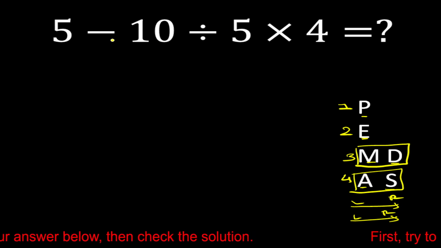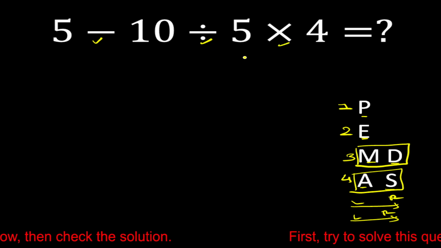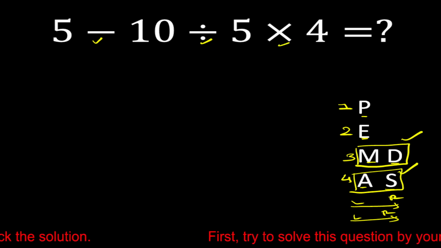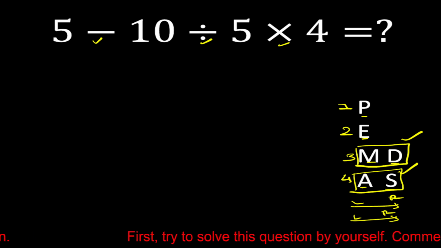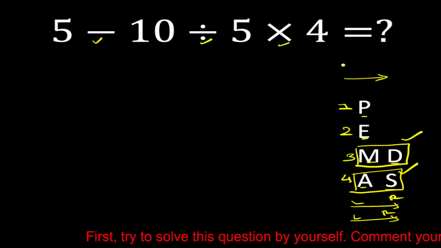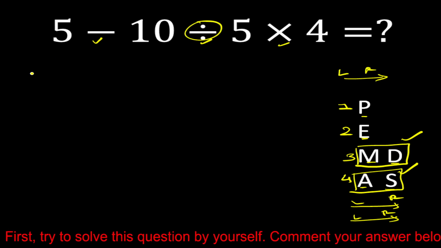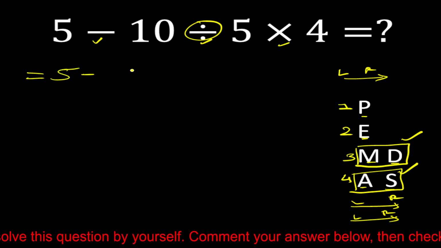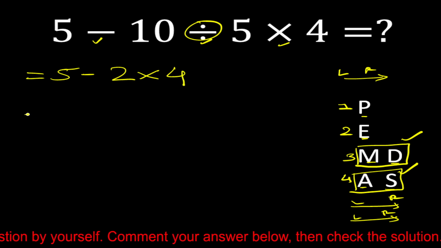Okay. So in this question we have one subtraction, one division and one multiplication. First we have to solve multiplication and division, then we have to solve subtraction. But multiplication and division both have equal priority, so we have to solve it from left to right. Okay. So first we have to solve this division. So is equal to 5 minus, now 10 divided by 5 is equal to 2 multiply 4.